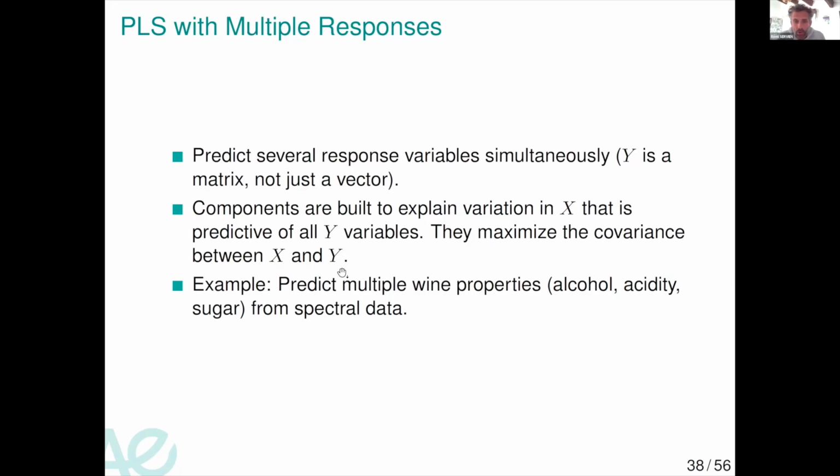So for example, if you want to predict several wine properties from spectral data. You have spectral data for each one, and you want to predict some properties of your wine. You could perform a PLS, a multivariate, multidimensional PLS.